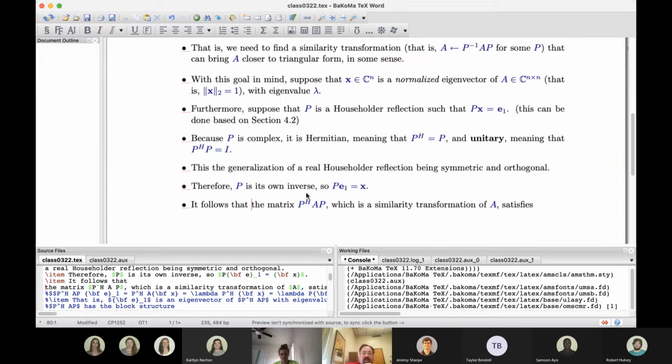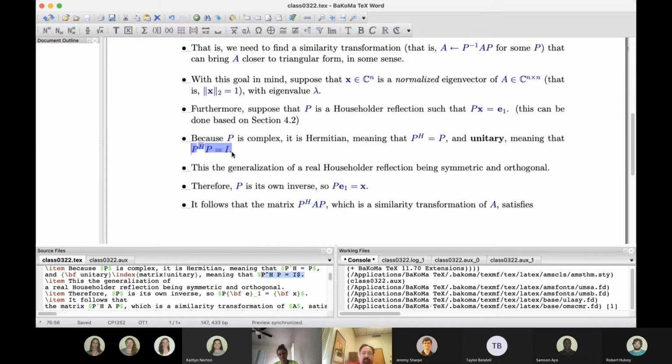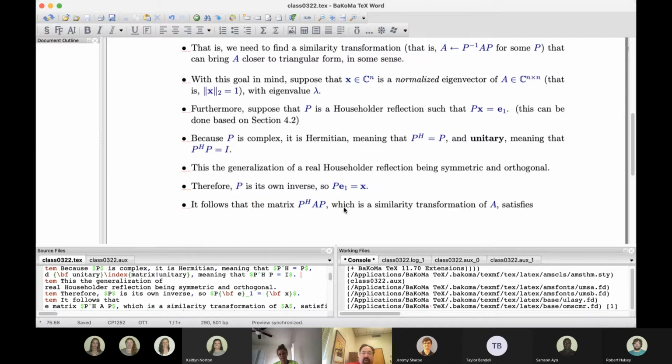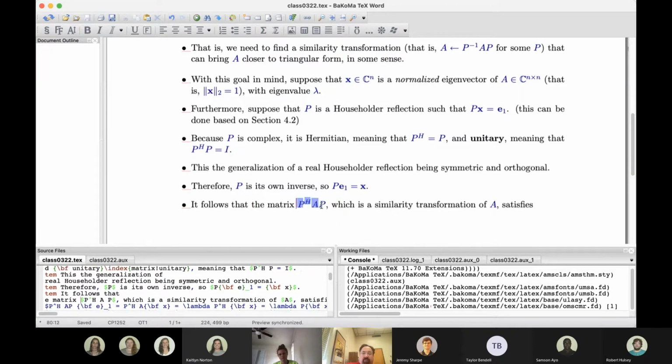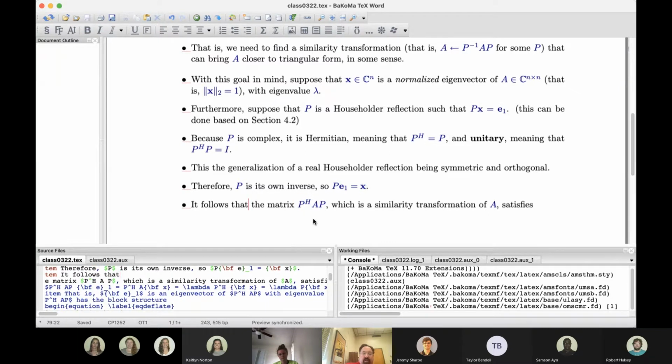So if I compute P^H A P, well, that's the same as P inverse A P due to P being unitary. So this is a similarity transformation of A. So this matrix will have the same eigenvalues as A. But what I want to do is figure out what the first column of this matrix looks like.